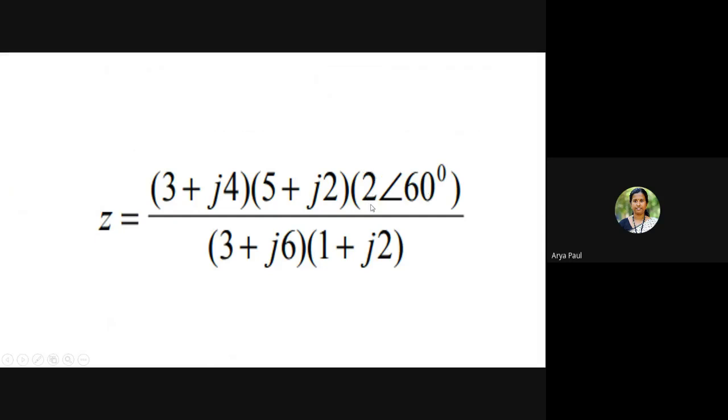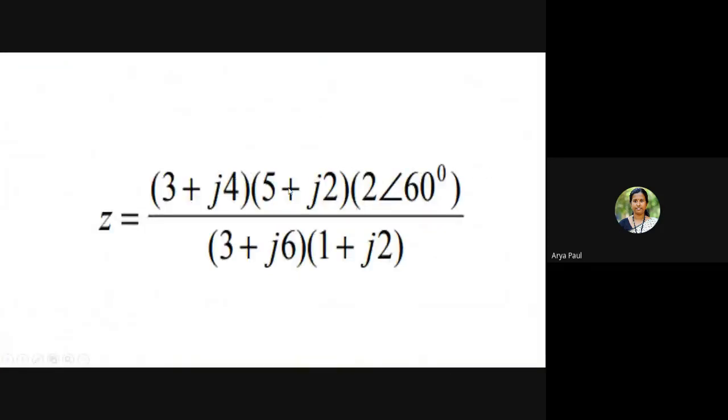What does this 2 mean? 2 angle 60 degree: 2 is the magnitude and 60 is the angle. Once again, 2 is the magnitude of the complex number and 60 is the angle of the complex number. Last class we have seen what the magnitude and angle are. So 3 plus j4, what is the real part? 3 is the real part, 4 is the imaginary part. Here 2 angle 60 degree, 2 is the magnitude and 60 degree is the angle of the complex number.